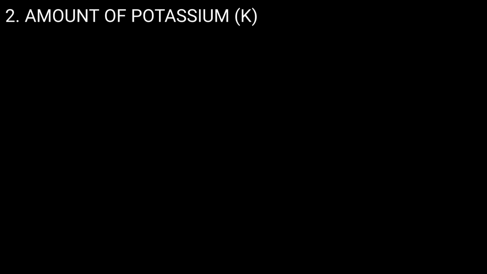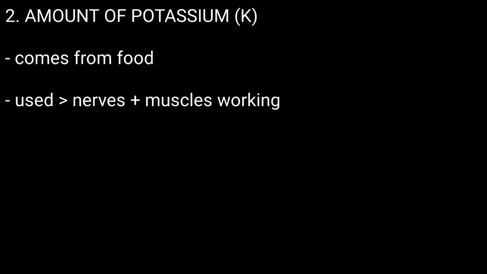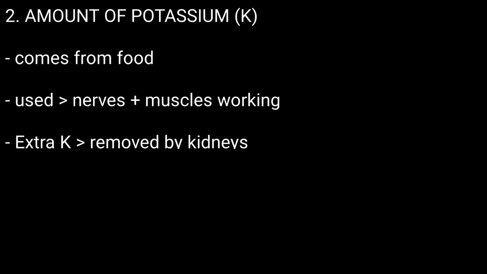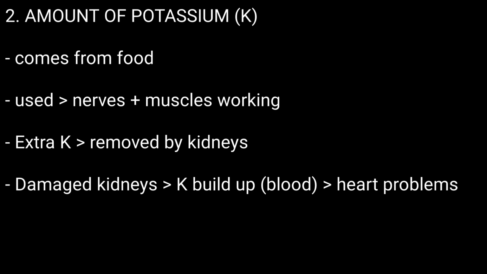Then, the amount of potassium. Potassium comes from the food you eat. Your body uses the potassium for nerves and muscles working. Your kidneys remove the extra potassium from your blood. Damaged kidneys allow potassium to build up in your blood, which can cause serious heart problems.